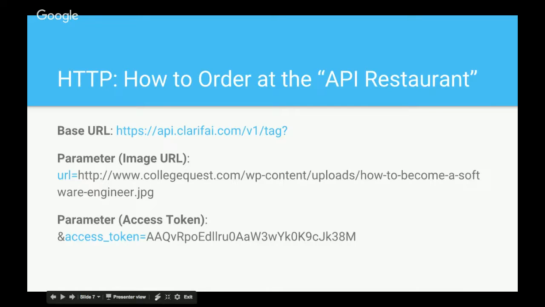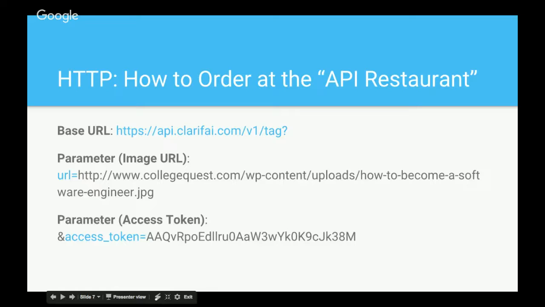Our HTTP GET request can be broken down into 3 essential components. 1, the base URL. 2, the image URL parameter. And 3, the access token parameter. Let's go through this piece by piece. The base URL tells you which company's API you are accessing. Here, it is Clarifai's API. We know this since Clarifai is in the domain name. This part of the URL also shows the API version, v1, and type, tag. The question mark at the end of the base URL is used to separate the base URL from its parameters.